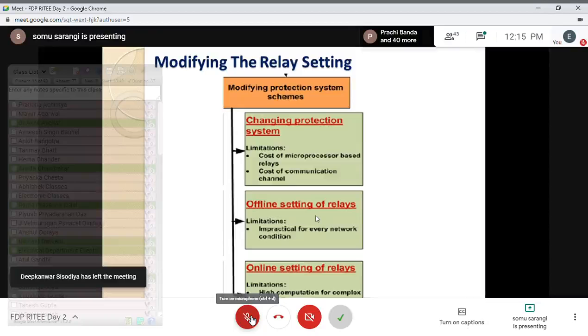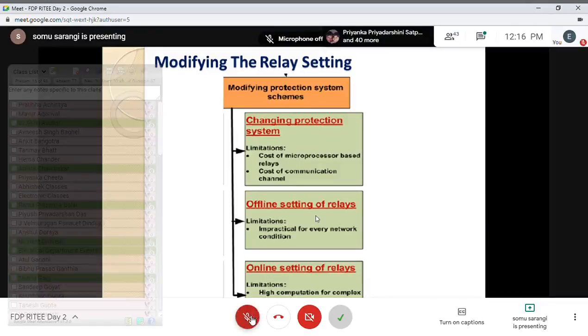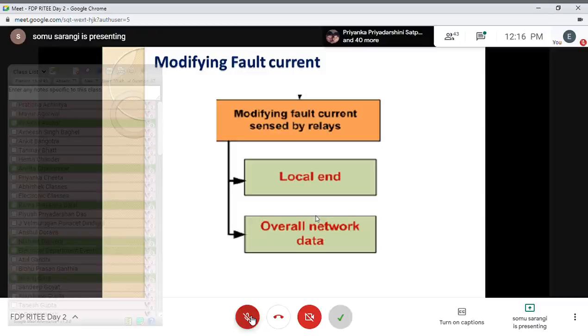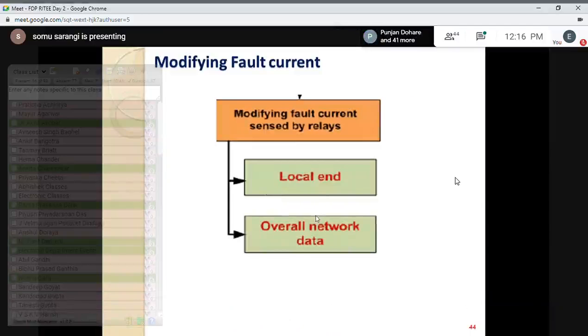If your algorithm depends on the communication channel, and the communication channel fails, you are totally blind. You cannot take a decision. So for that reason, adaptive setting is what we are using, modifying the fault current sensed by the relay, or we can have changes in the setting of this relay. That is preferred.